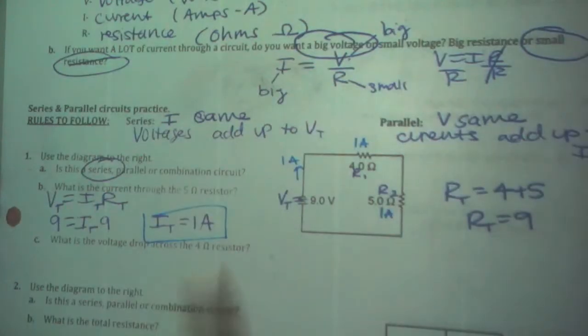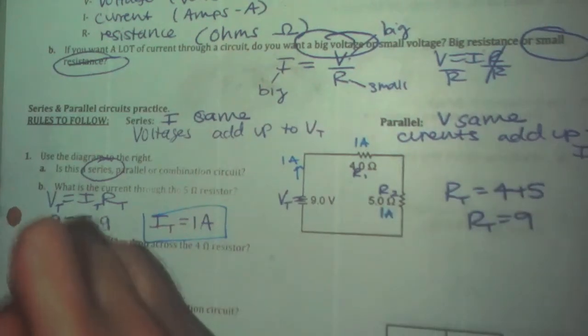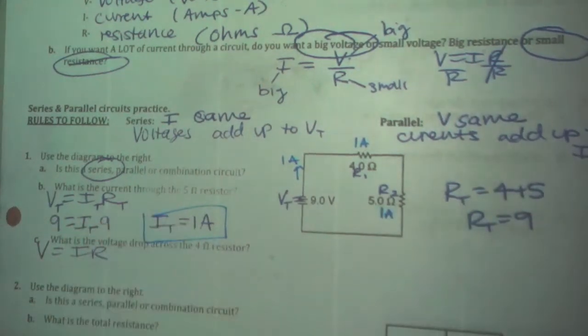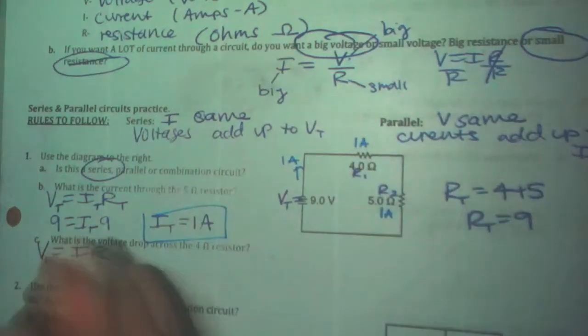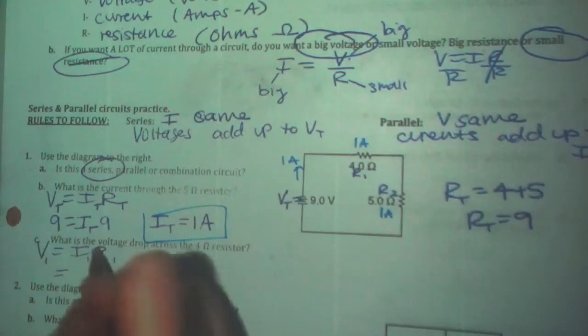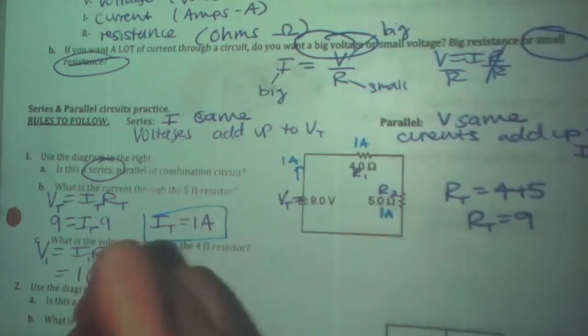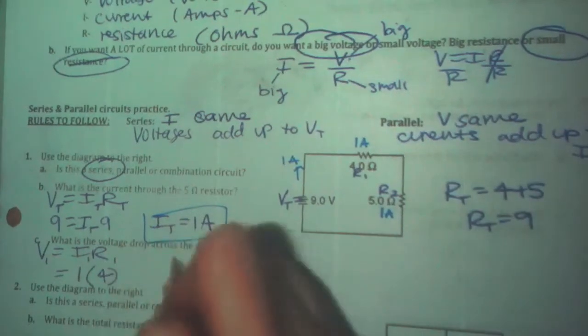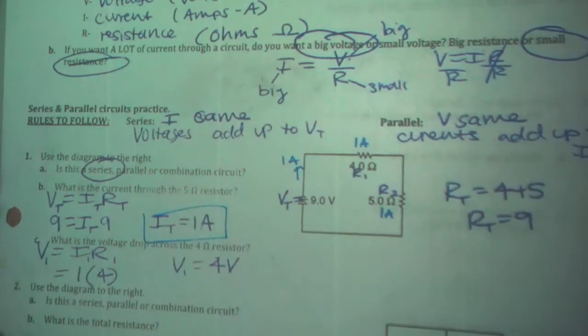And now we're finding the voltage drop across the 4 ohm resistor, so I'm going to use V equals IR. Specifically, I'm looking for the first voltage drop. So I have to use the first current, which is all the same, 1, and the first resistance, 4. So that gives me a voltage drop of 4 volts, which is my answer.